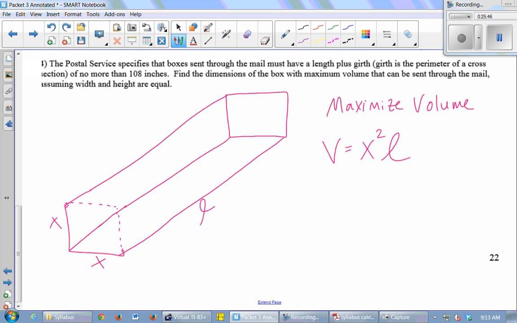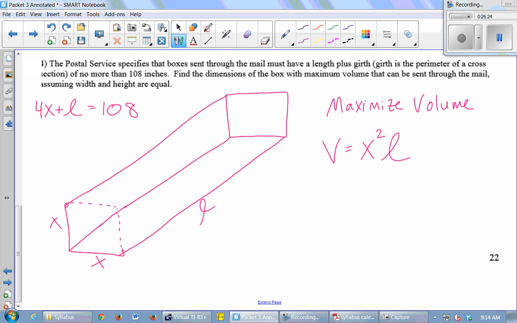And that is the restriction that the Postal Service has, that the perimeter around the box plus the length of the box has to be no more than 108. So we're going to make it 108 because we're trying to maximize volume. So take all the space that they'll give us here. So what is the perimeter around a cross section of a box? 4x, yep. So 4x plus the length is 108. That's the Postal Service restriction.